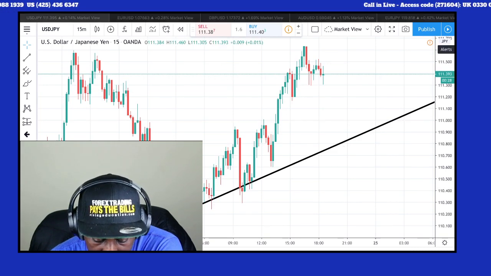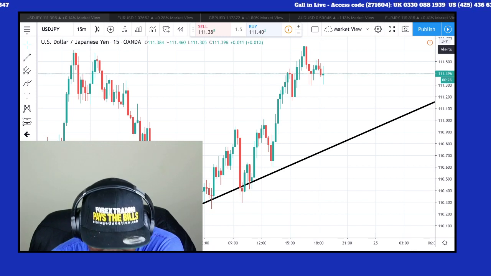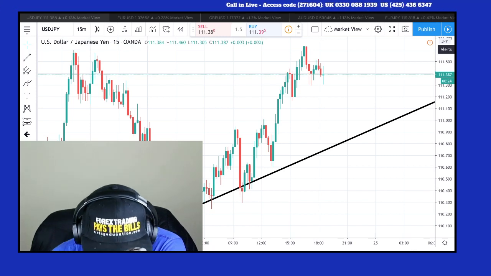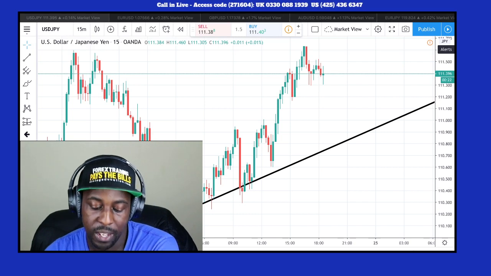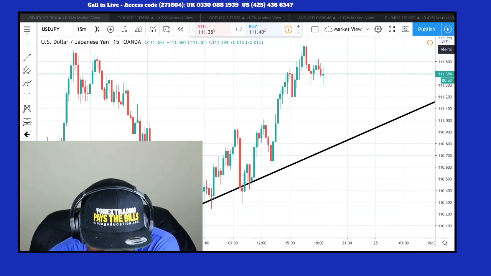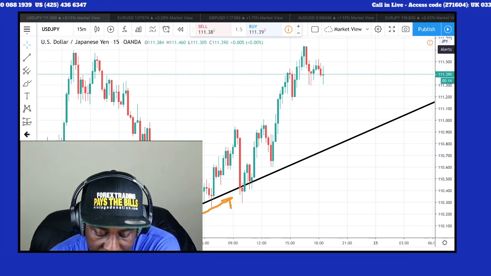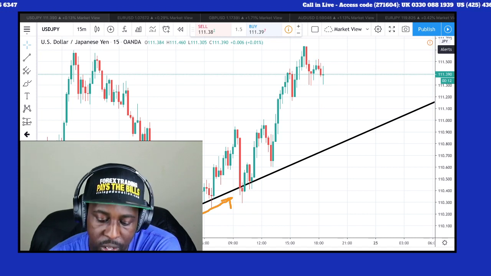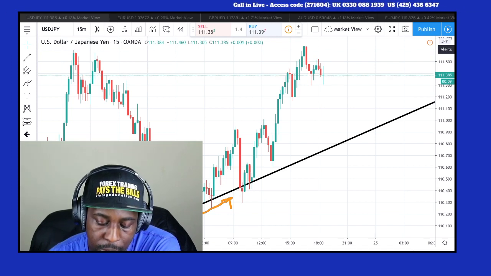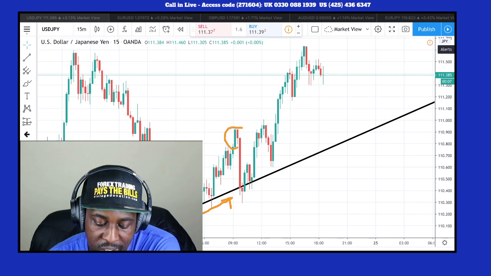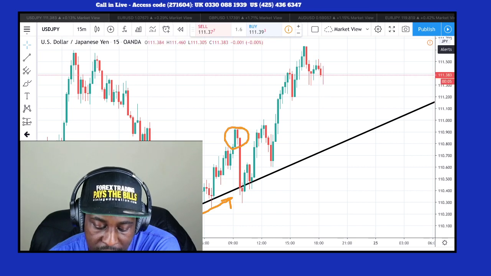So look, this is the most realistic opportunity from today, because through the Asian session, through the night time, while everyone's basically sleeping, price is gradually moving up. Then at 9 a.m. in the morning here in the UK, 4 a.m. in America, price now decides to push back down.